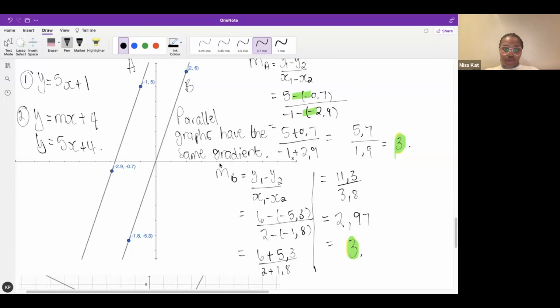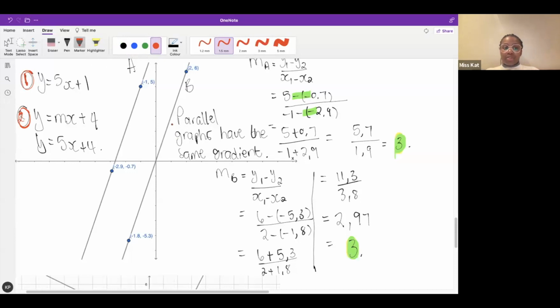Okay, there's a lot going on in the chat. Ropafatsa, these are two different equations. They are made up equations. So this is equation 1, and this is equation 2.